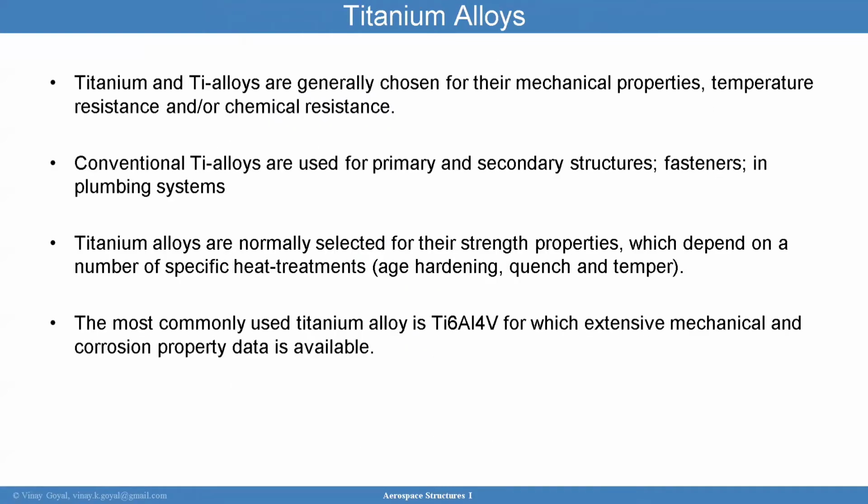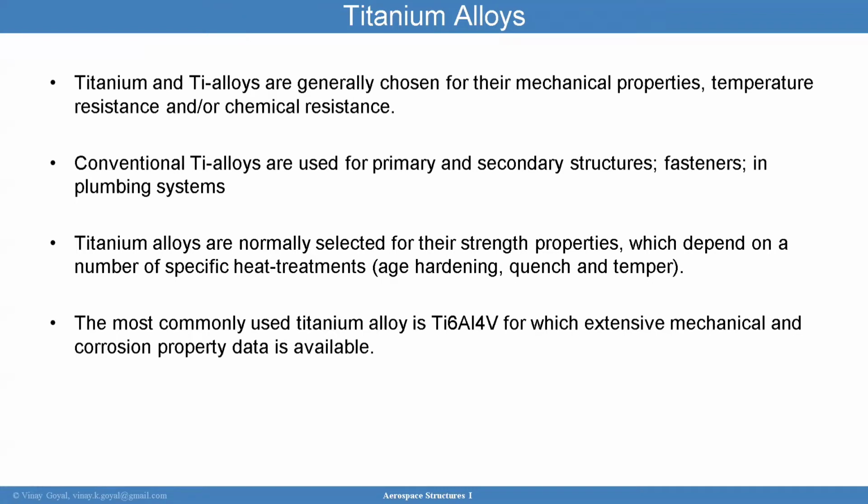Any questions so far? I'll continue then with titanium, which are generally chosen for their mechanical properties, the great temperature resistance and chemical resistance. Expensive, keep that in mind. Conventional titanium alloys are used for primary and secondary structures, fasteners, and also used in plumbing systems.